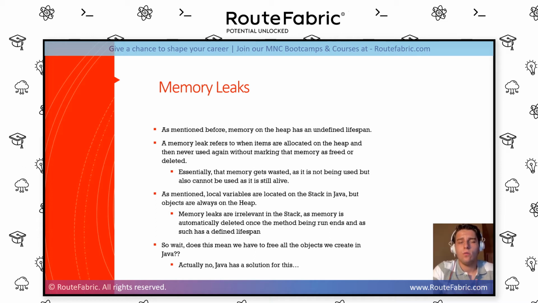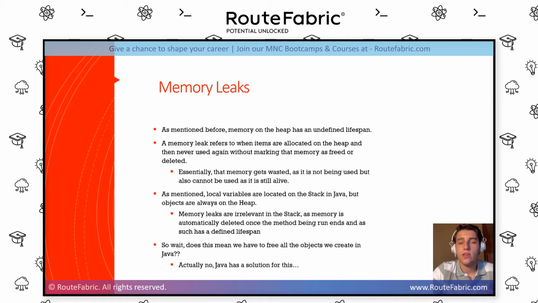So wait, does this mean that we have to free all the objects we create in Java because they're all existing on the heap, and eventually those reference variables we have to them are going to get lost either when a method is done or whenever main is done and our program is done. That's also going to happen. So these need to be freed or deleted at some point.